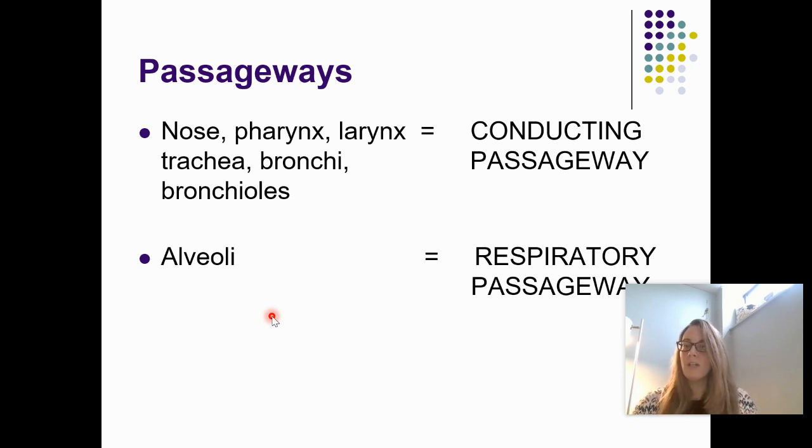And what do I mean by respiration? I mean gas exchange. The alveoli are really the only site of actual gas exchange. So we call everything else a conducting passageway or a conducting zone because air is just moving either in or out. It's not crossing into our body or out of our body. Okay. At the alveoli, that's where we have gas exchange occurring.